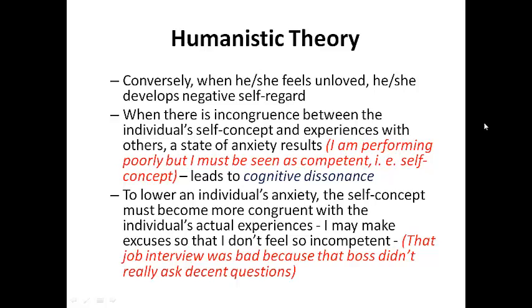So it might be like an individual thinking or feeling, I'm performing poorly, but I must be seen as competent. This is their self-concept. I've got to be a competent person. And then this leads to what we call cognitive dissonance. So in order to lower an individual's anxiety, the self-concept must become more congruent with the individual's actual experiences. I may make excuses so I don't feel so incompetent. That job interview was bad because that boss didn't really ask decent questions. So this is what we get into in understanding a person's self-concept, how they perceive themselves, and also what their experiences are in the world and how consistent they are.